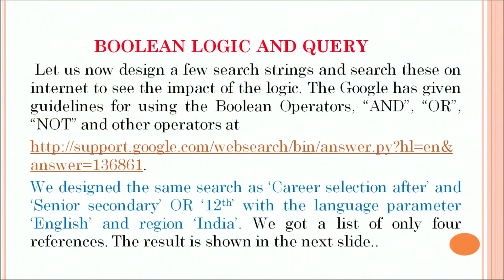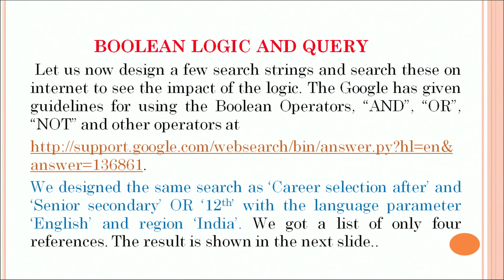Now we are coming to the third, Boolean logic and query. We had the simple search, then the advanced, and now we come to Boolean logic. Let's design a few search strings and search them on the internet to see the impact of the logic. Google has given us guidelines for using Boolean operators. Boolean operators are AND, OR, NOT, and other operators.